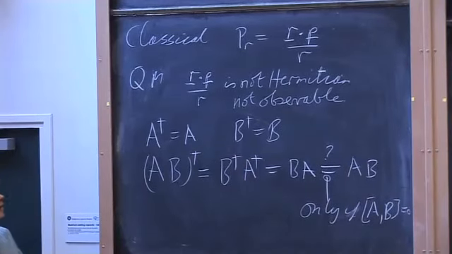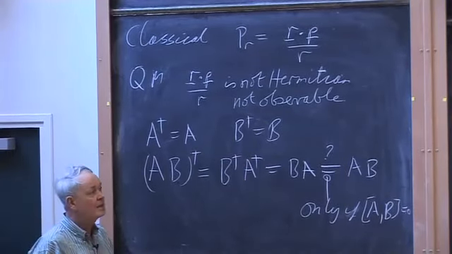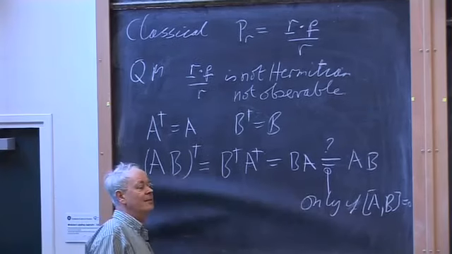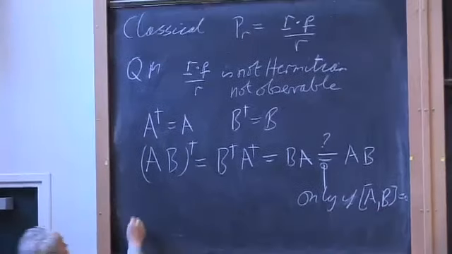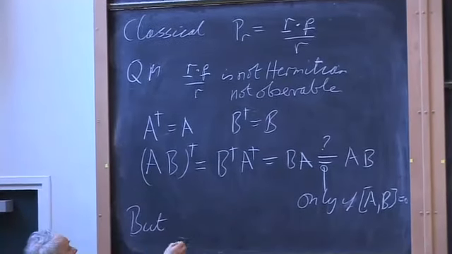So it can't be what we're looking for. We're looking for something, the momentum in the radial direction, which is observable-ish. All right. Well, there's a fix to this problem. There's a general fix, and we're going to use it.